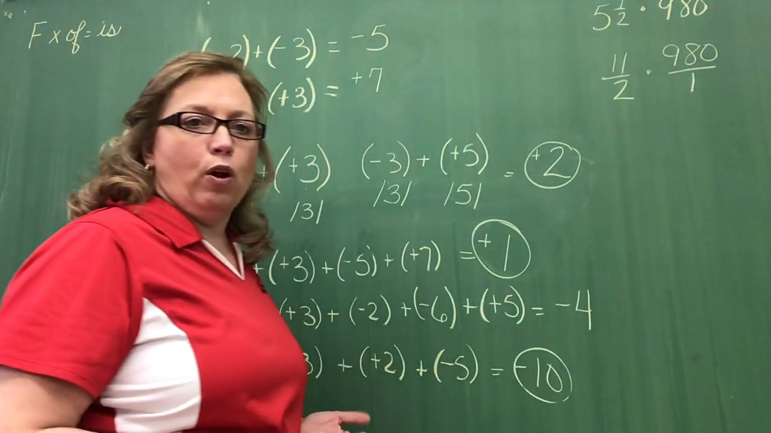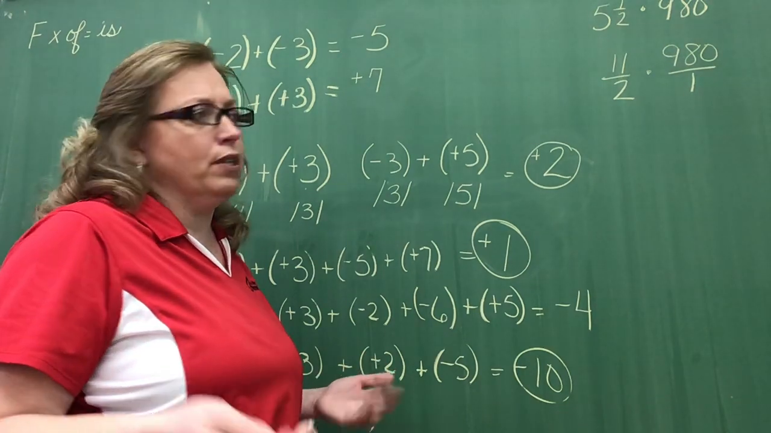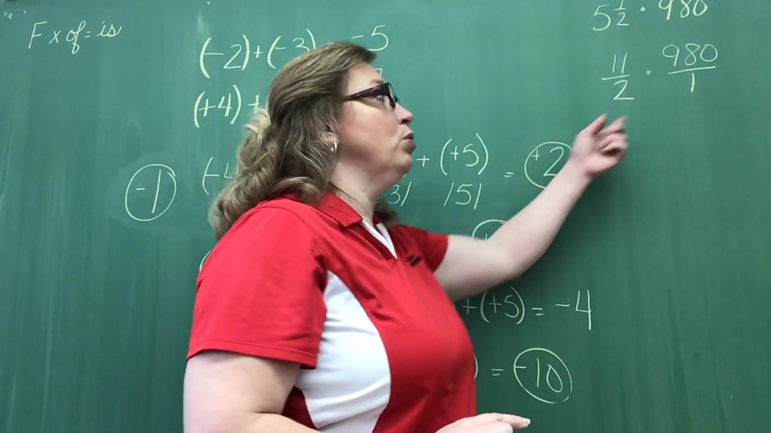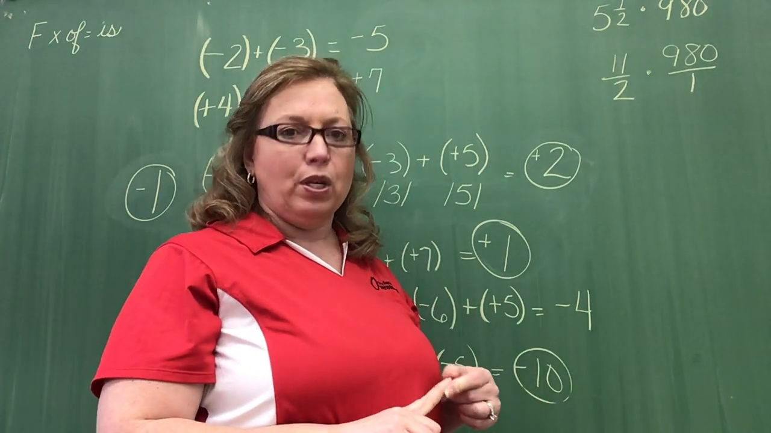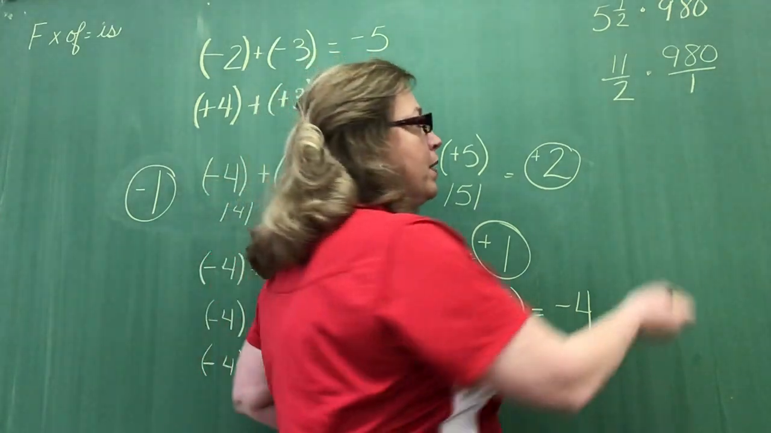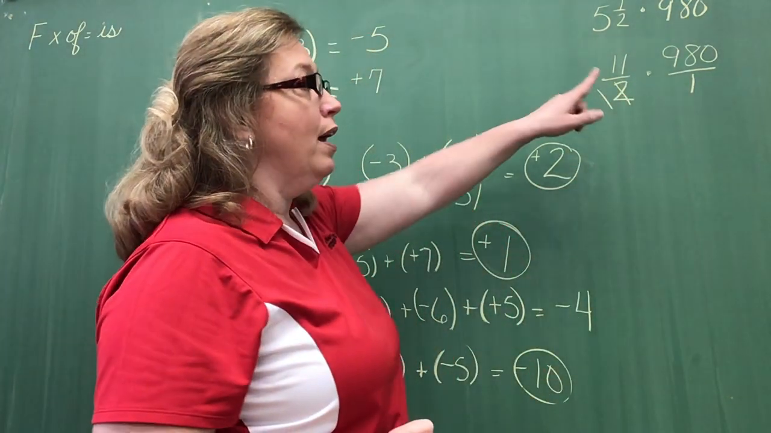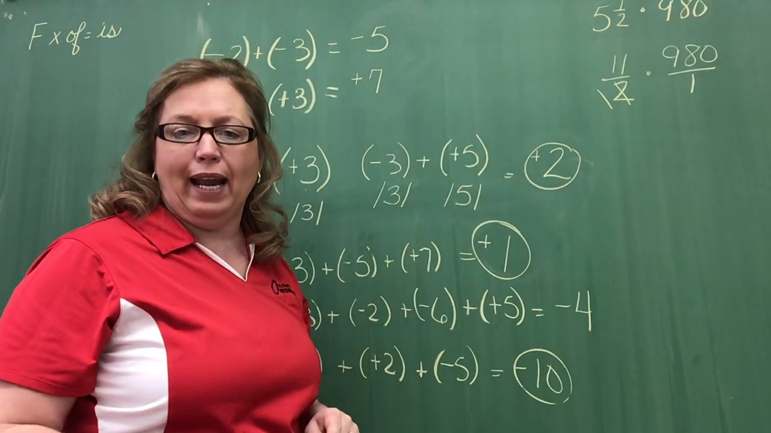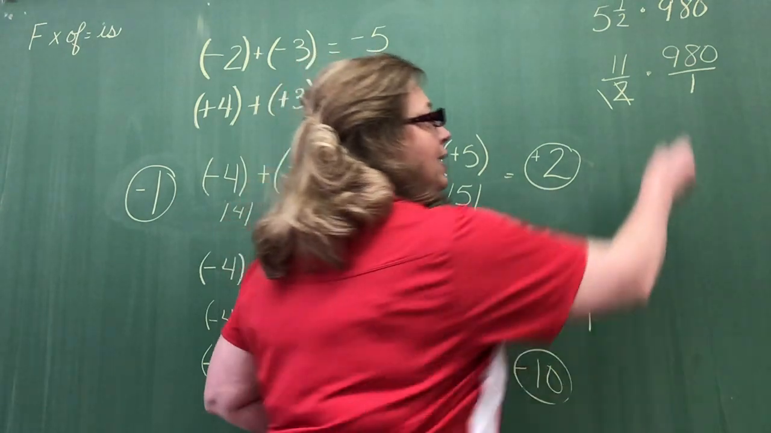Now again, I put it over 1 because it's a whole number. Can I cancel anything? Well, of course I can. I know that 2 goes into 980 because I know my divisibility rules. And any number that is an even number is divisible by 2. So we divide both sides. We divide the 2 by 2. And then we say 980 divided by 2 is 490.